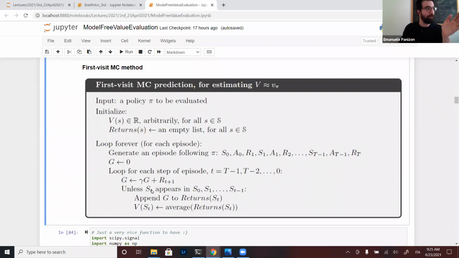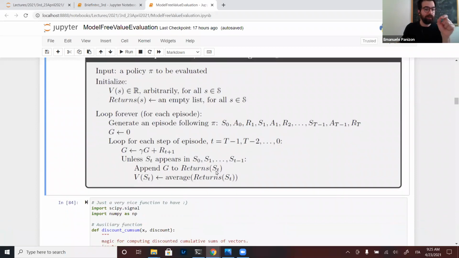of your trajectory. And then if you are in a state S_t which you have not seen before, so it did not appear in the trajectory before, you take that value of the return, which is the sum from that point of the first reward, gamma times the second reward, gamma squared times the third reward, etc., etc. You take that return and you store it in a list which is connected to that state.